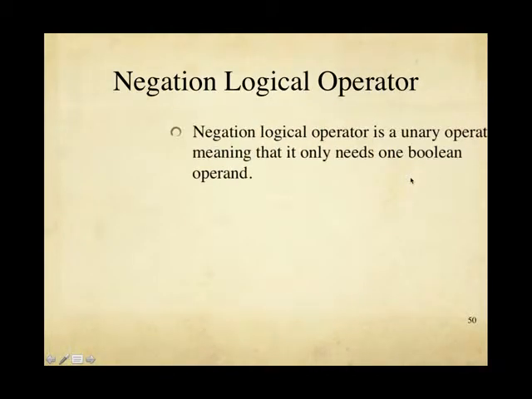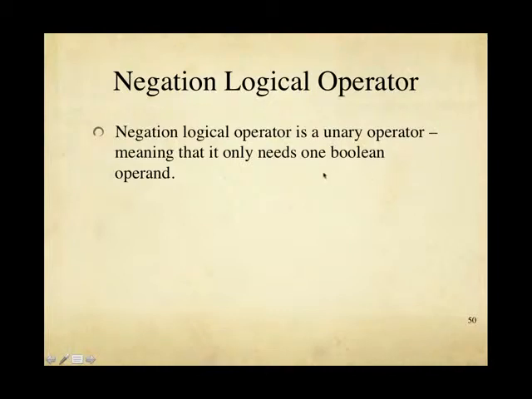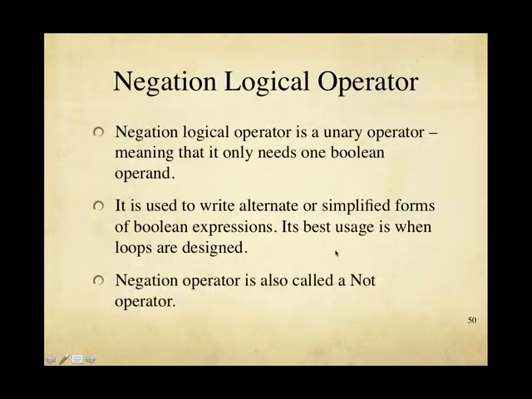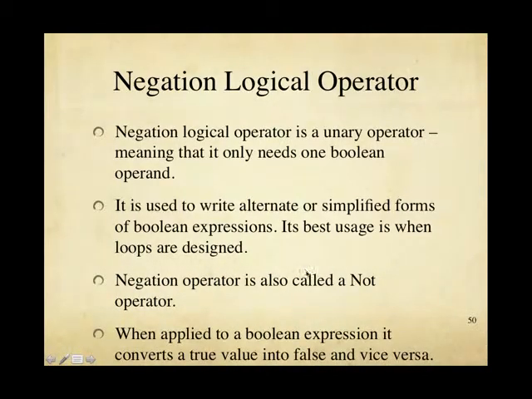Last one is the unary, the negation operator. It needs only one Boolean operand, and it is used to write alternate or simplified forms of Boolean expressions. Its best use is when loops are designed. In if and else it's not used very often, although it can be, but in loops it's used very often actually. It's also called a NOT operator.